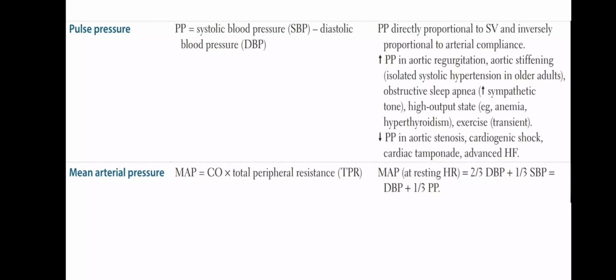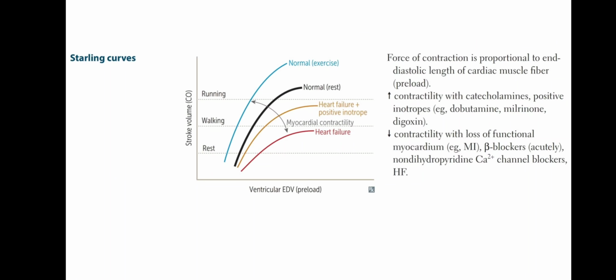Mean arterial pressure is calculated by multiplying cardiac output and total peripheral resistance. MAP at resting heart rate equals 2/3 of diastolic plus 1/3 of systolic, which can also be written as diastolic plus 1/3 of pulse pressure. Now let's look at Starling curves.